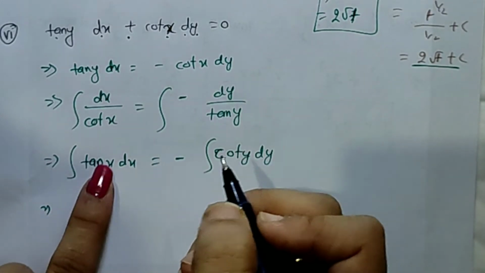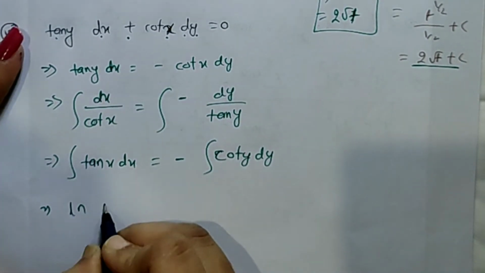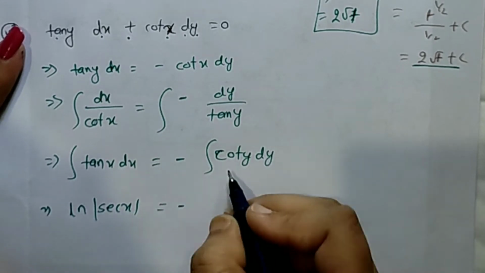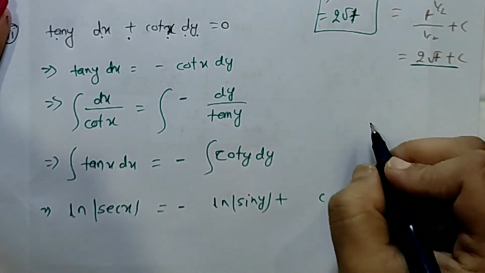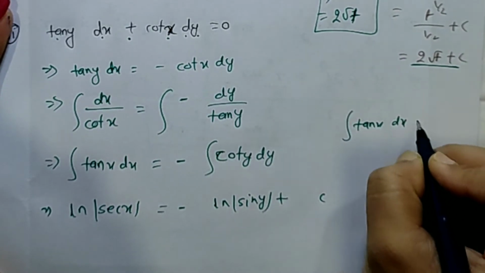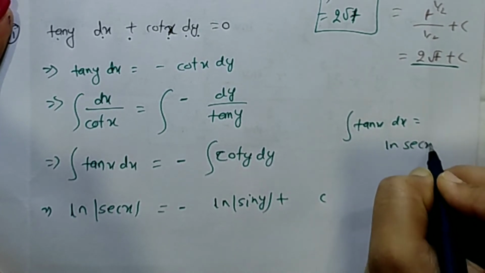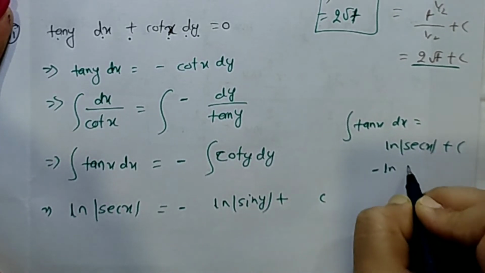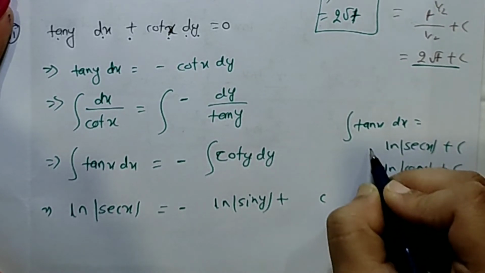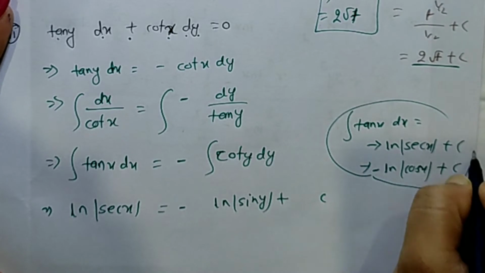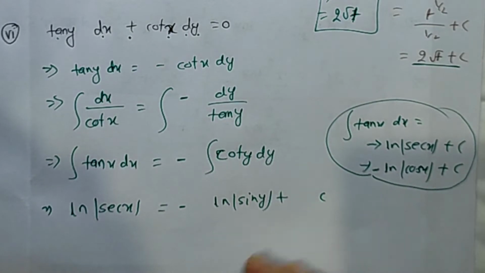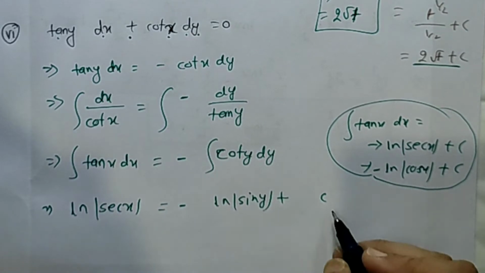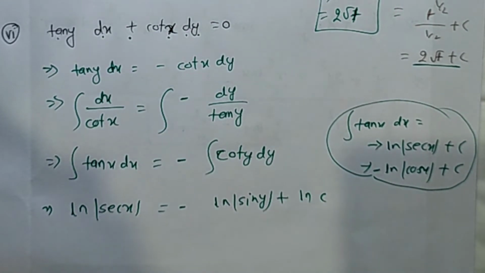Now we know the formula of integration of tan x. What is it? ln sec x is equal to minus of cot y integration, which is ln sin y plus c. Tan x dx integration is ln sec x plus c, and the other is minus ln cos x plus c. Whatever formula you can use to solve this question. Okay, I am using ln sec x minus ln sin y plus c. Now c is a constant and ln c also is a constant, so the whole term is on ln. So for our convenience we can write it as ln c.